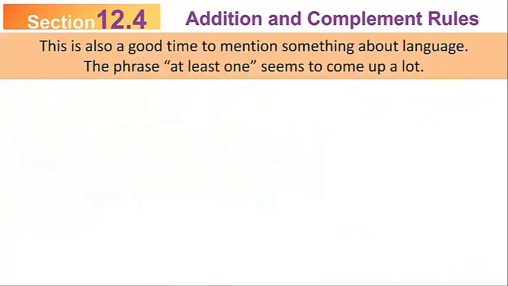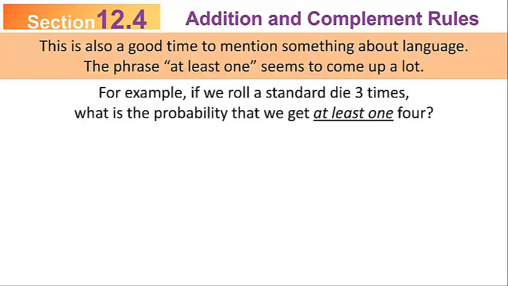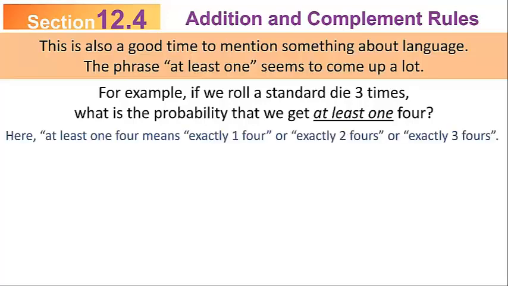I want to talk a little bit about the English language as it relates to this. It turns out that when we're doing probabilities, we tend to come to these problems where we're asked to find the probability of at least one something. And I want to talk a little bit about that in particular so that when you see it, it won't be confusing. For example, if I roll a standard die 3 times, what's the probability we get at least 1 4? You see that "at least 1" quite often. At least 1 4. Well, think about it.